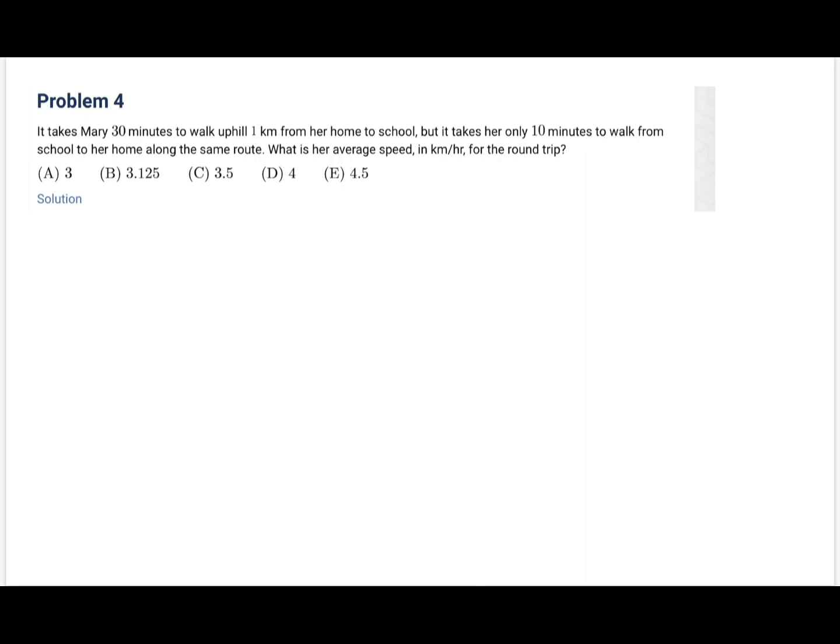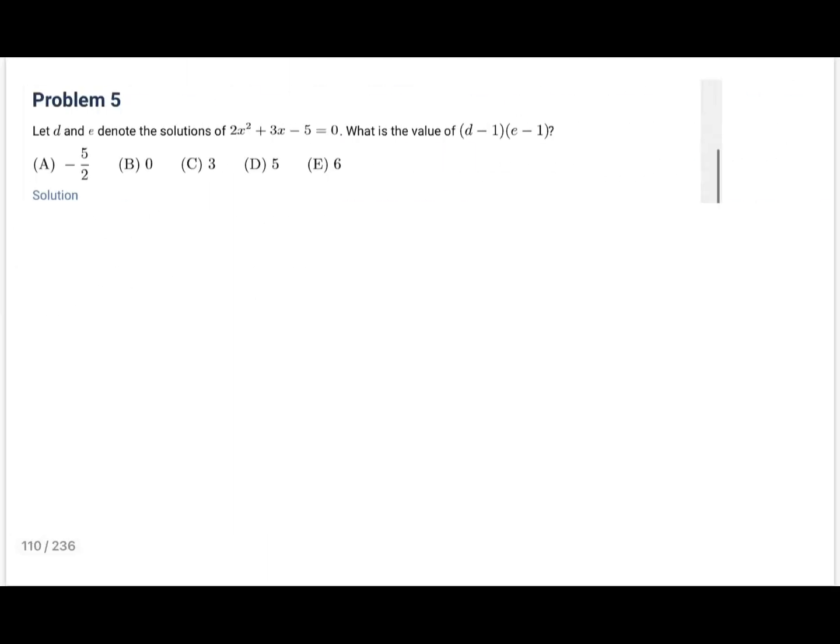Okay, so on average, it takes 20 minutes for one trip, right? So 20 minutes for 1 kilometer, so in kilometers per hour, 60 minutes would be 3 kilometers. So her average speed is 3 kilometers per hour. The answer is A.